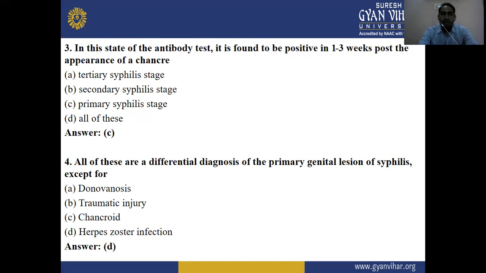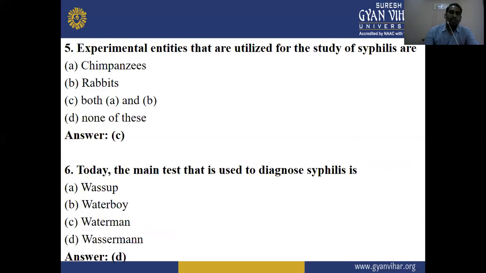Next question. All of these are differential diagnoses of the primary genital lesions of syphilis except: option A, donovanosis; option B, traumatic injuries; option C, chancroid; option D, herpes zoster infection. The right answer is D, herpes zoster infection.